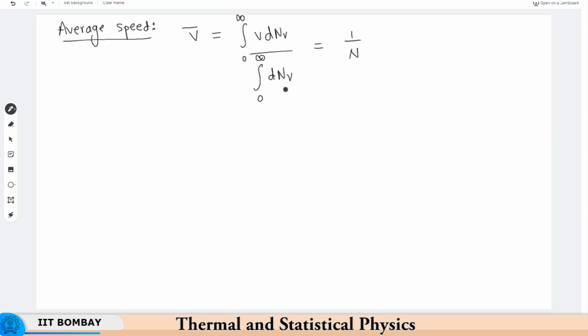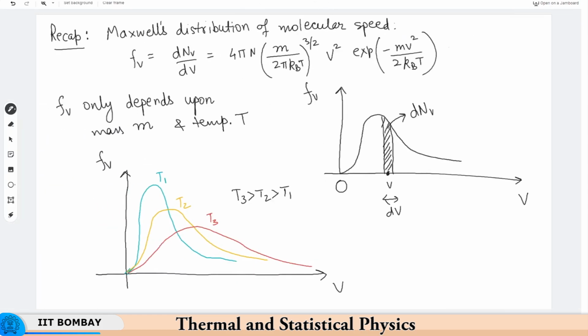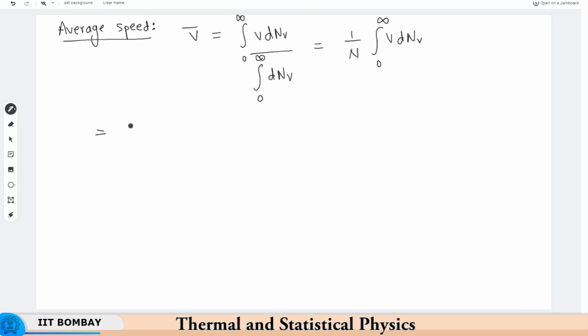The denominator just becomes 1 by N, where N is the total number of gas molecules, and the integral becomes 0 to infinity of v dn_v. All we will now do is substitute the value of dn_v from this expression. Maybe I can write that again. So v average is 1 by N times, you substitute dn_v here, and we are left with 4 pi, which I can take out of the integral already.